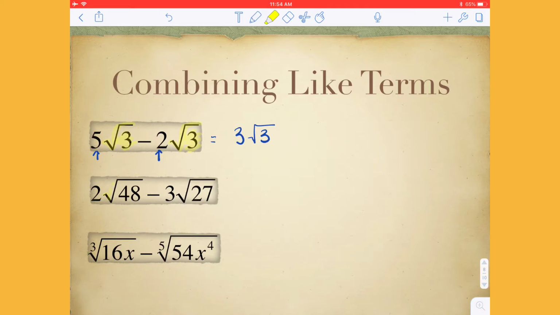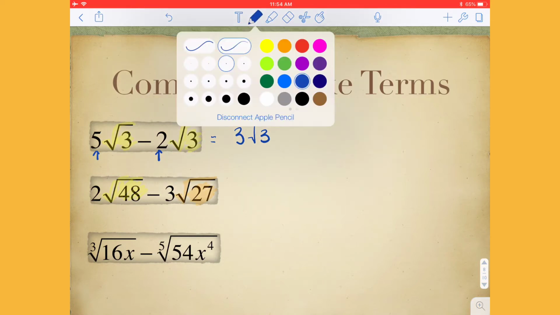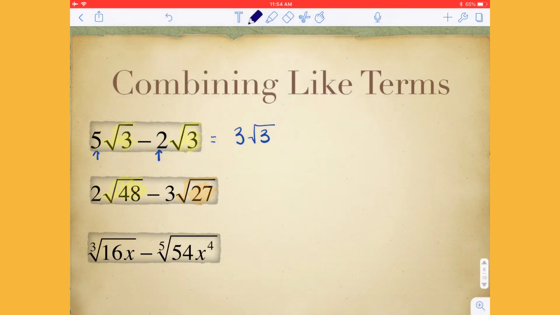Now on the second example, I have the square root of 48, and then unfortunately I have the square root of 27. So at first glance, these are not the same. But you always want to start out by trying to simplify and see if you're able to rewrite the problem. So I'm going to come over here, and I have 2 square roots of 48, and I'm going to see, can I break this down?